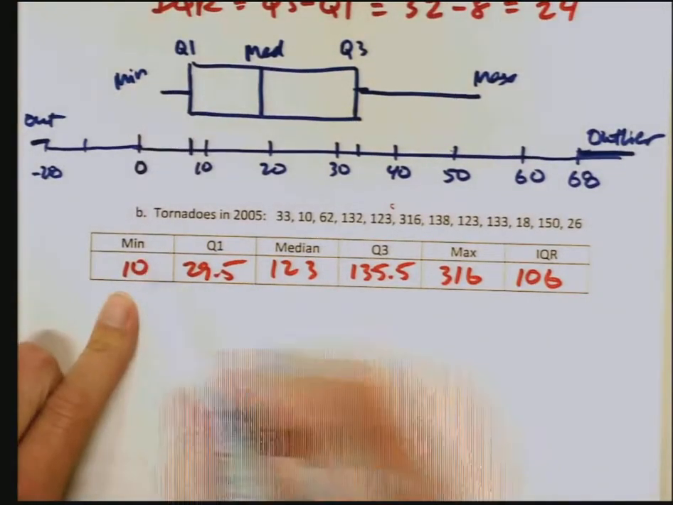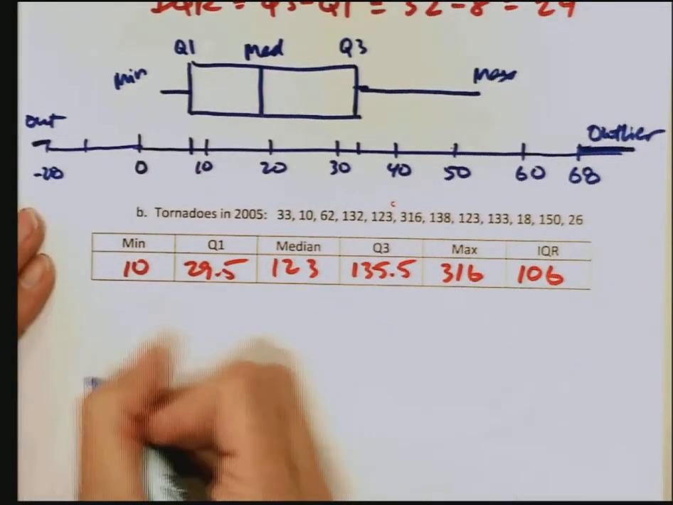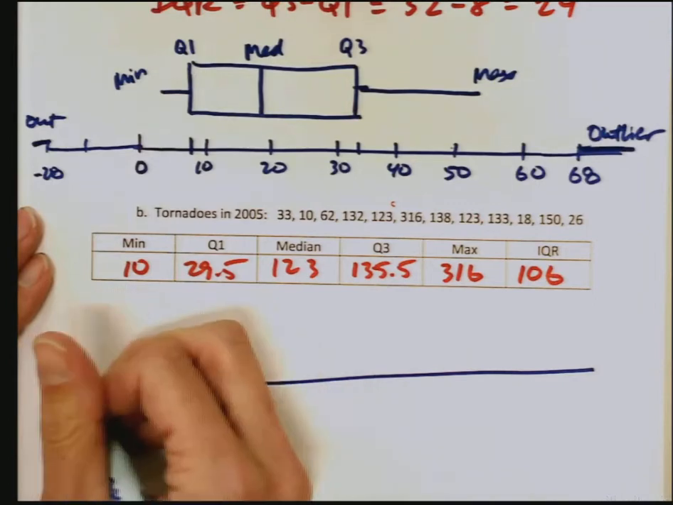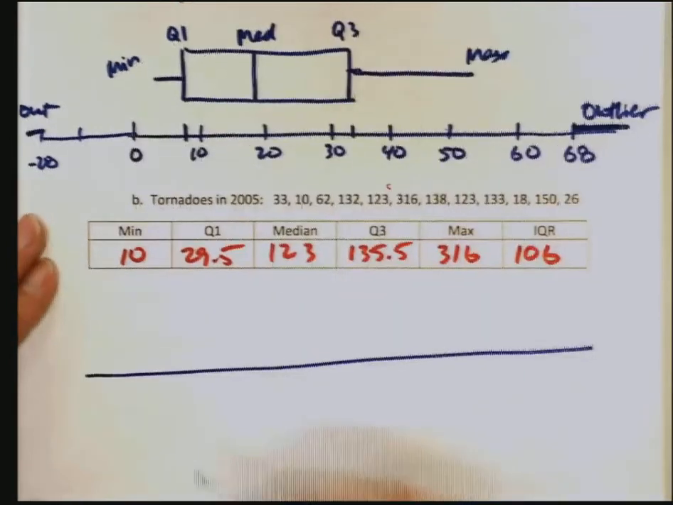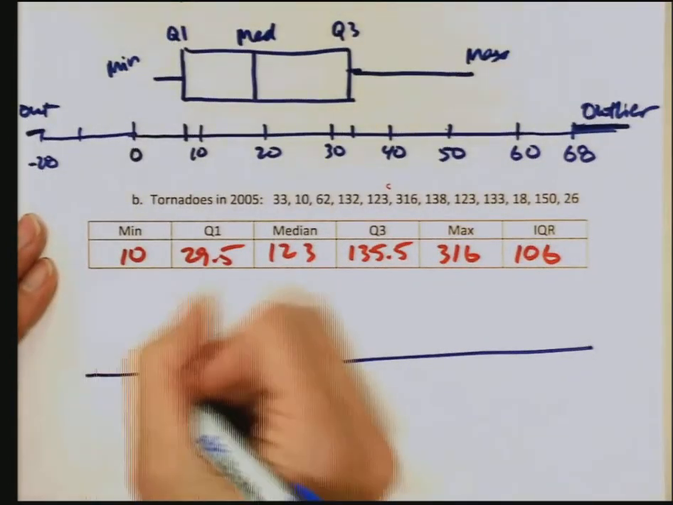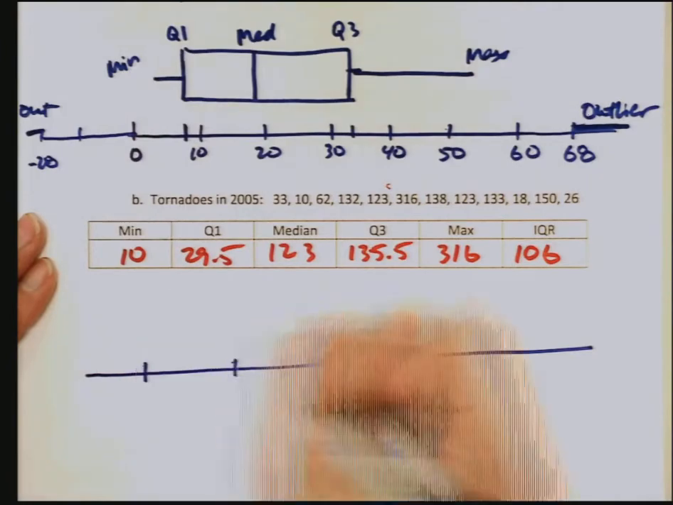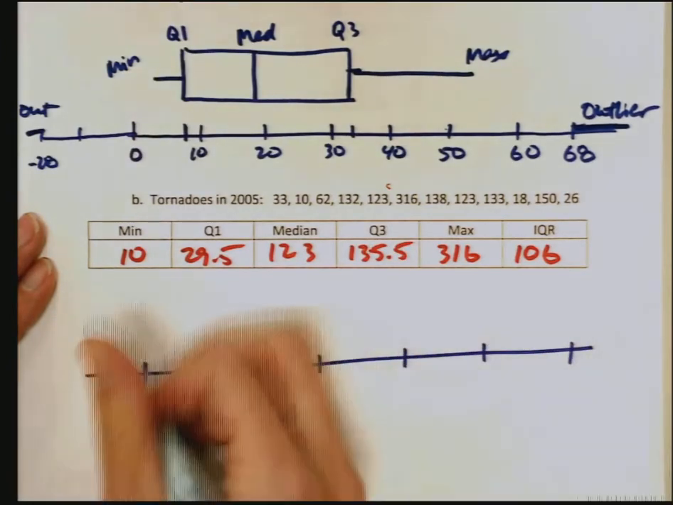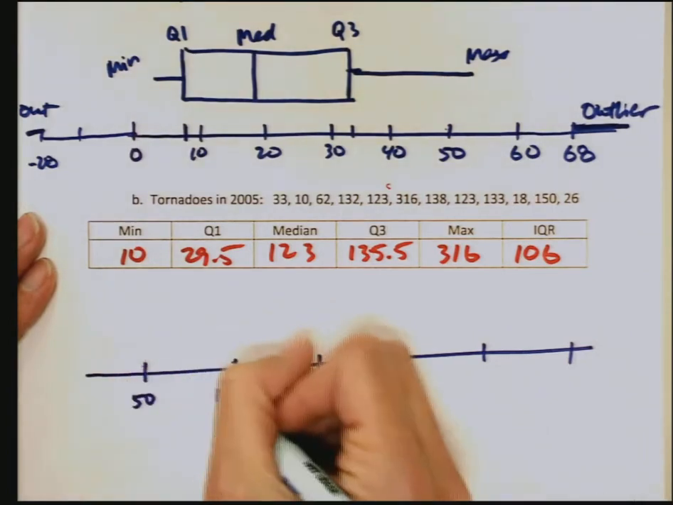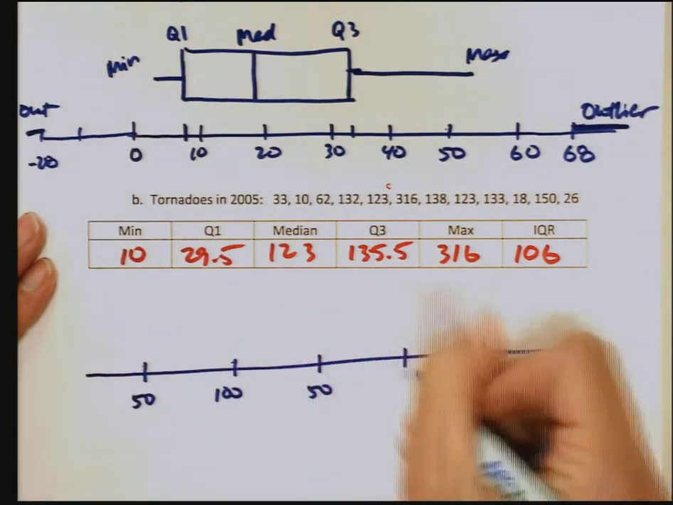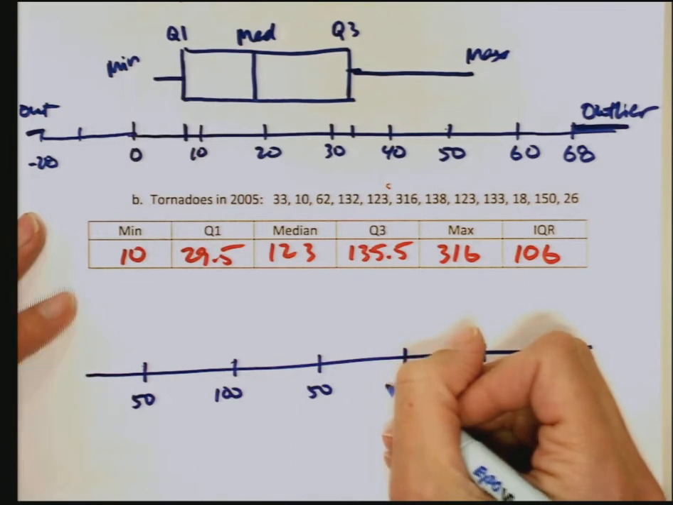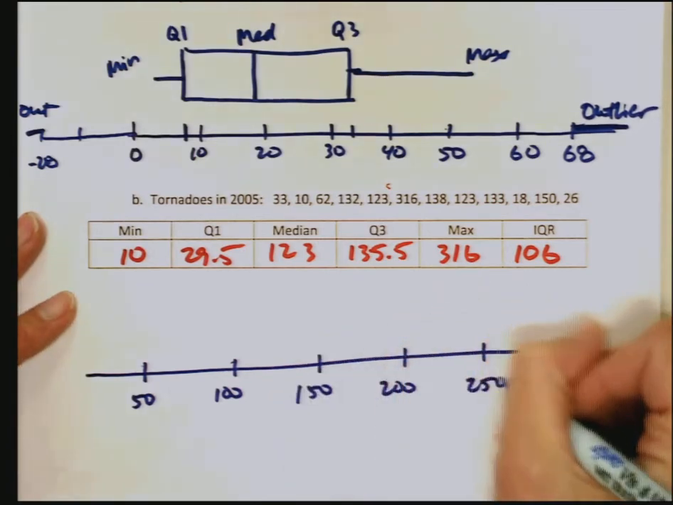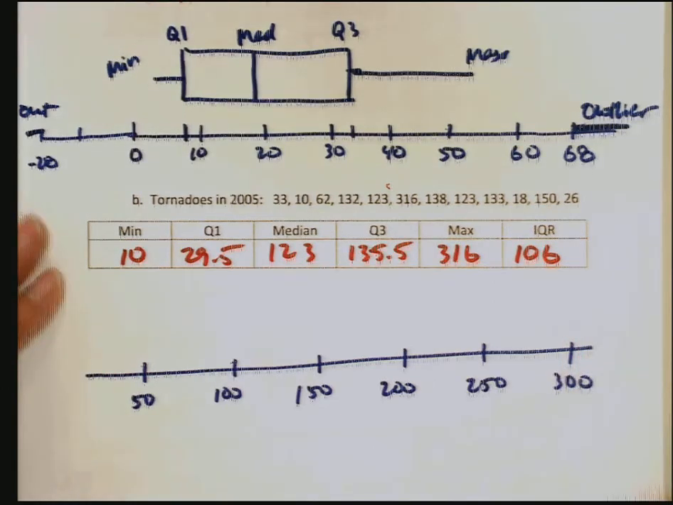My minimum is 10, my max is 316, so I need a pretty generous scale here. So let's go ahead and just do this in 50s maybe. So we're going to go 50, 100, 150, 200, 250, and then 300.